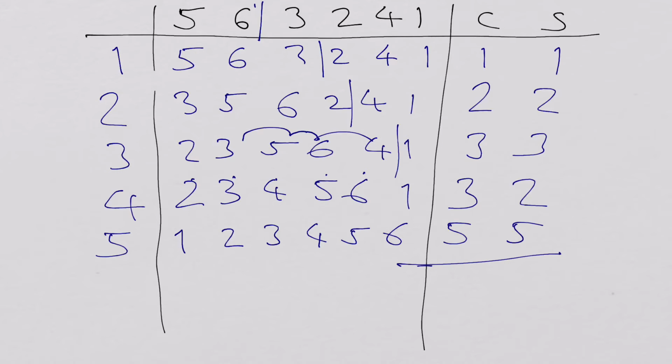So my total number of comparisons is 5, 6, 7, 8, 9, 10, 14. So slightly less than the bubble, but only just by 1. And then 5, 10, and 13 swaps required.